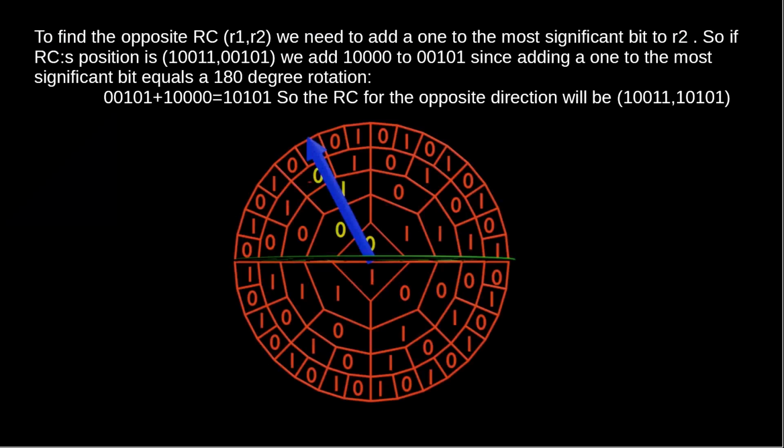To find the opposite RC R1, R2, we need to add a 1 to the most significant bit to R2. So if the RC's position is 10011, 00101, we add 10000 to 00101, since adding a 1 to the most significant bit equals a 180-degree rotation. 00101 plus 10000 is equal to 10101. So the RC for the opposite direction will be 10011, 10101.